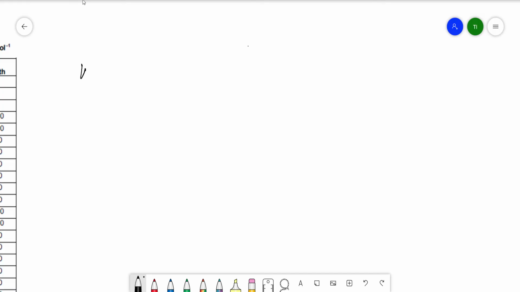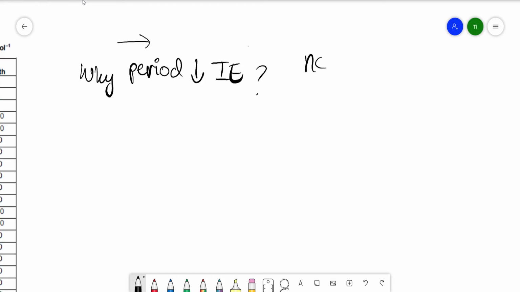So if I asked you why across the period the ionization energy decreases, how would you answer this? Think about it for a few seconds. Feel free to pause the video, answer, and then check with what I say. Remember that I told you to give reference to three things: the nuclear charge, the distance of valence electrons from the nucleus, so the radius, and the shielding effect.